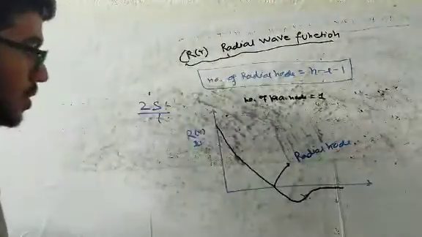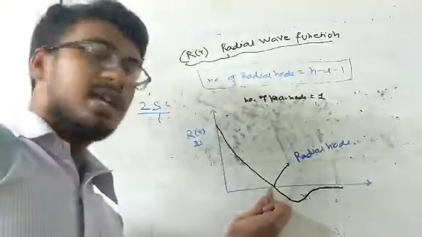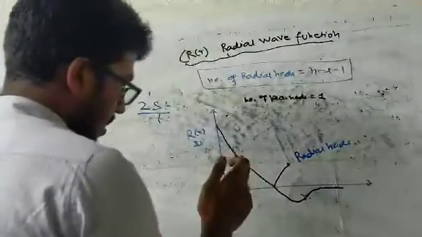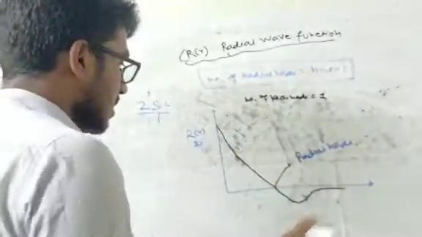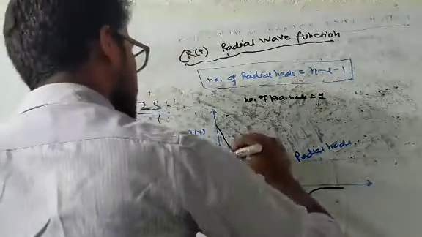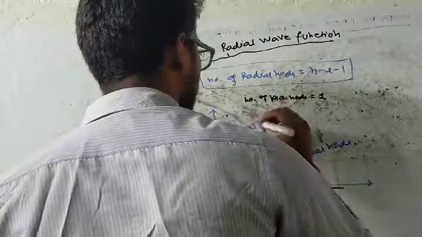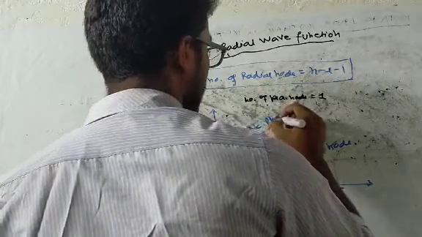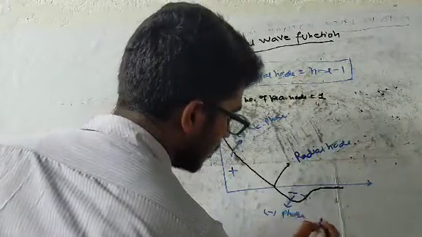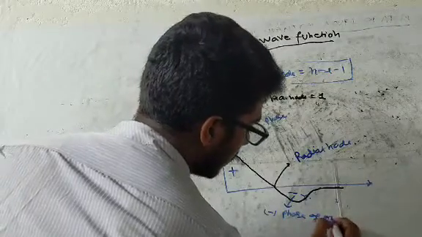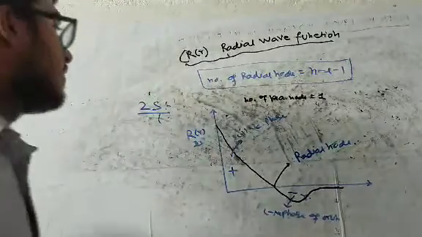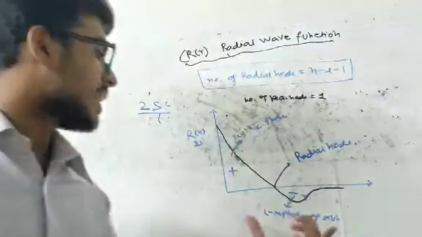Okay, now because the value of R(r) at that point equals 0. In this region, my value of R(r) is positive, and in this part my value of R(r) is negative. So this is called the positive phase of the 2s orbital, and this is called the negative phase of the orbital.